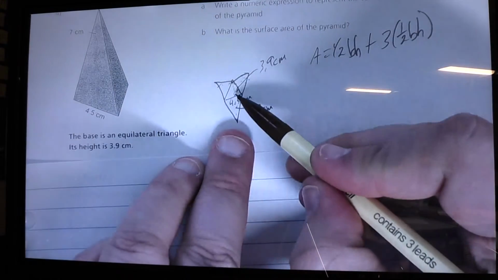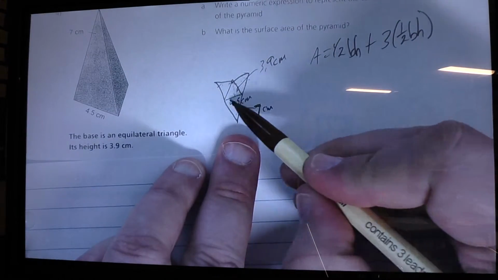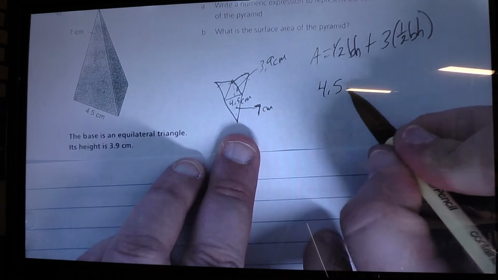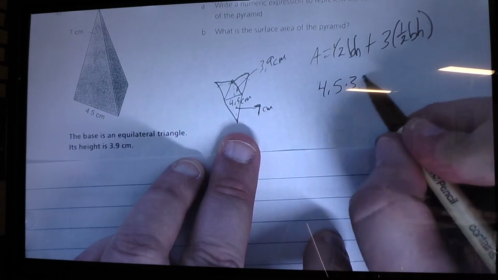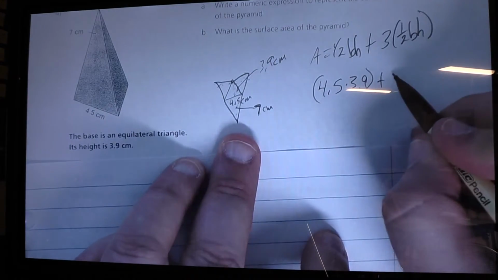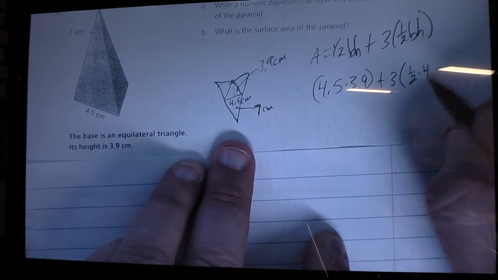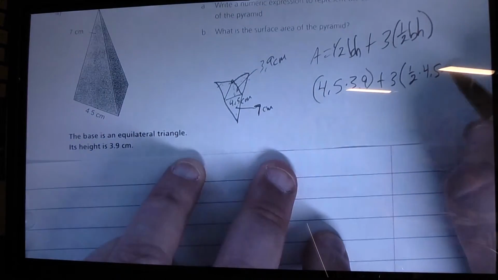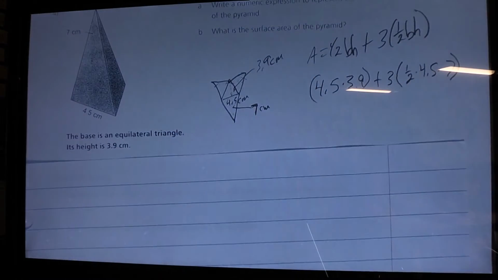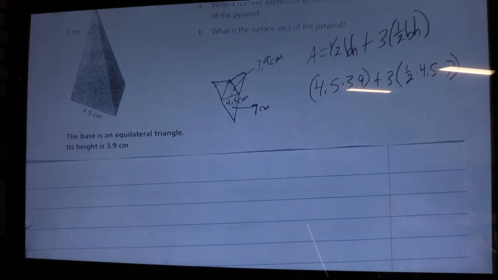All right, so I'm going to say here, this one is 4.5 times 3.9 plus 3 times half times the base, 4.5, times the height, 7. So that's going to be my numeric expression. And all I have to do now is just plug in the values and I'll have it done. But I'm waiting and nobody caught my error. I was waiting for somebody to catch my error, but nobody did.